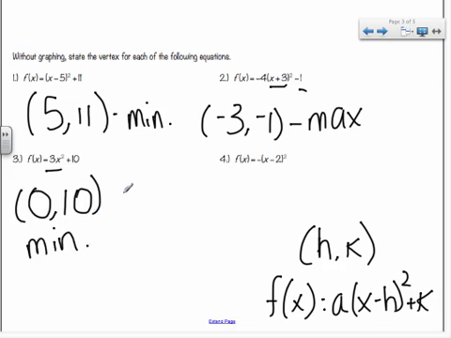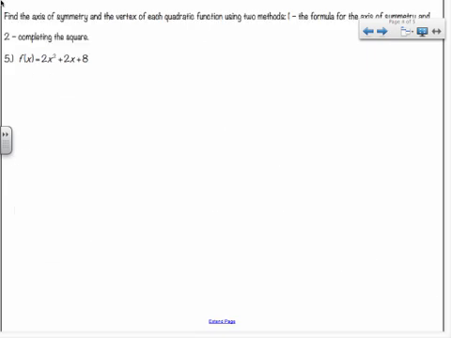And then lastly, in number 4, the H value is positive 2, the K value is 0 because there's nothing there, which means that the vertex would be 2, 0, and this vertex would be a max because the A value is negative. Okay?